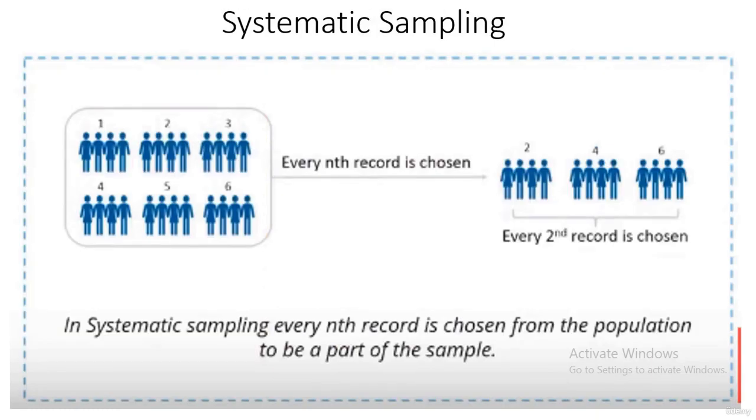The next one is systematic sampling. That means in systematic, every nth record is chosen from the population to be a part of the sample. In this case, every second record is chosen, that means second, fourth, sixth. It can be the first, third, fifth also, but in this case we have chosen every second record.